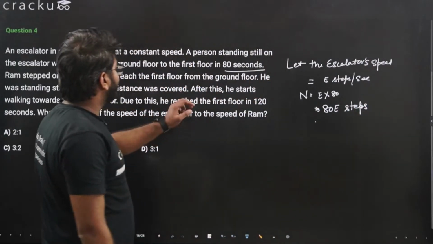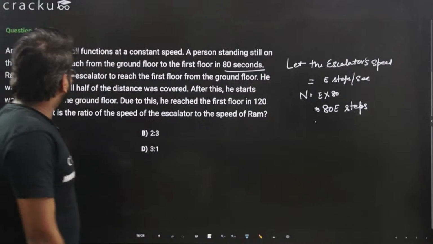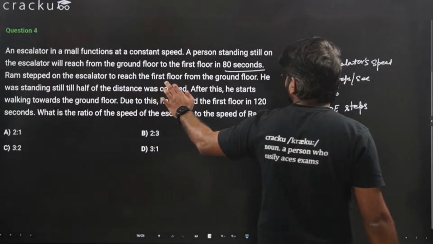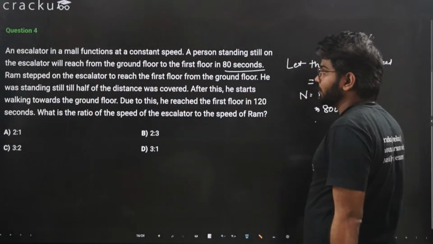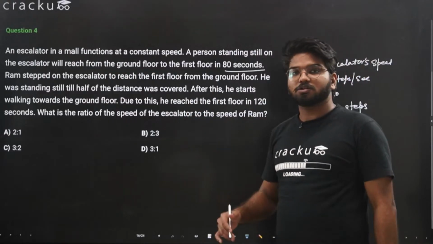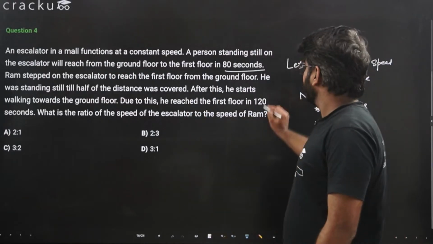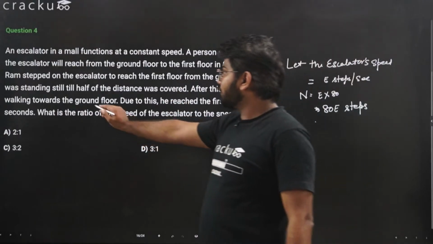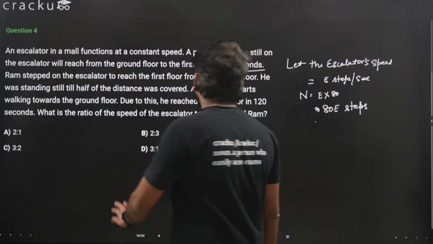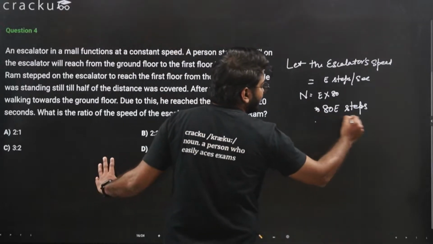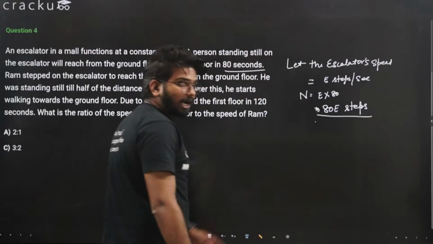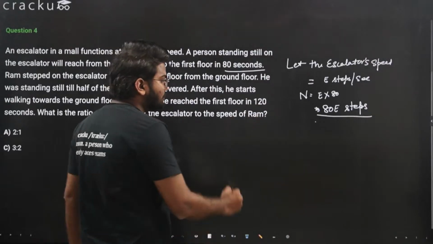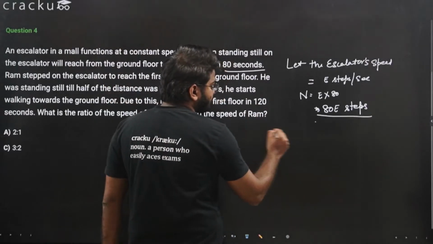Okay. Now Ram stepped on the escalator to reach the first floor from the ground floor. Escalator was moving up, Ram is also trying to move up. He was standing still till half of the distance. We know that total distance is 80E. Out of this, half of the distance will be 40E.